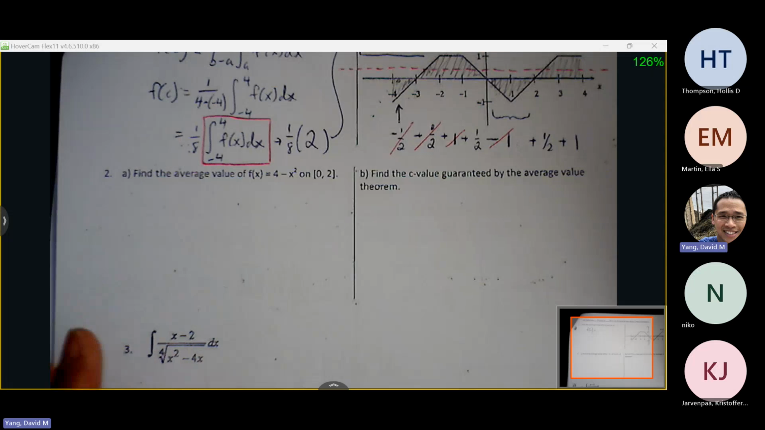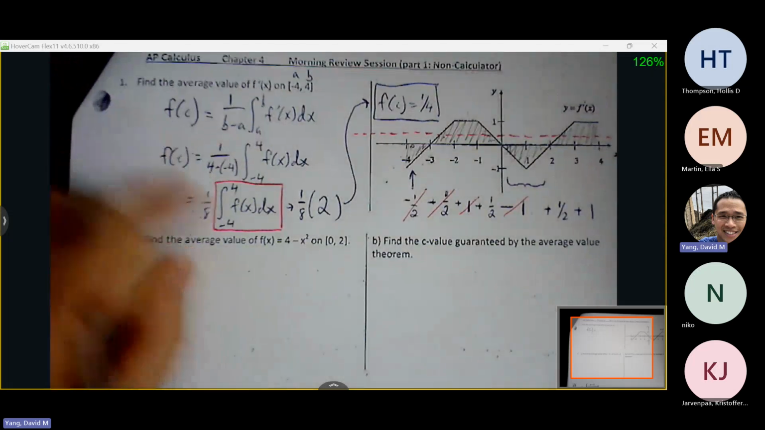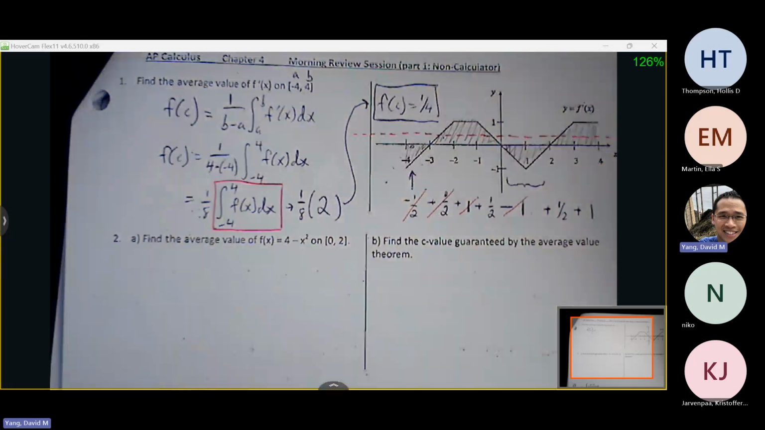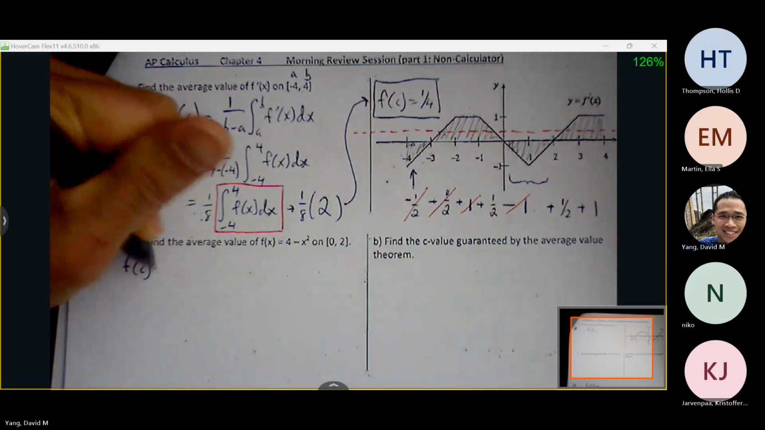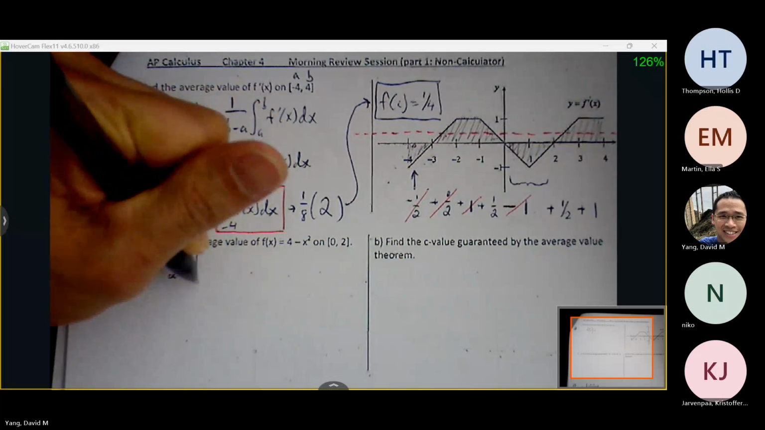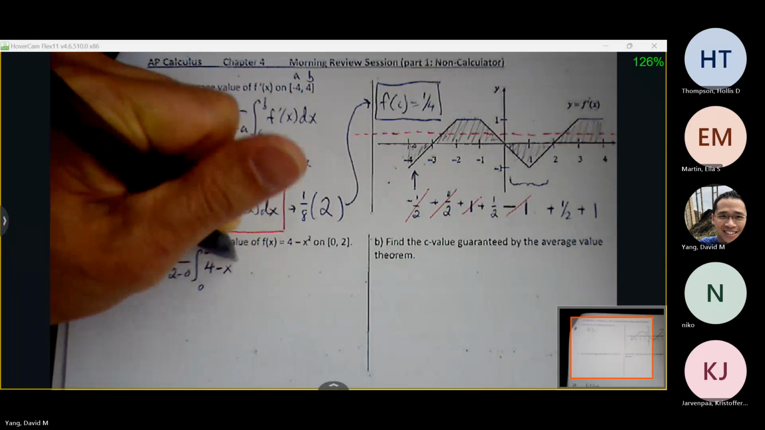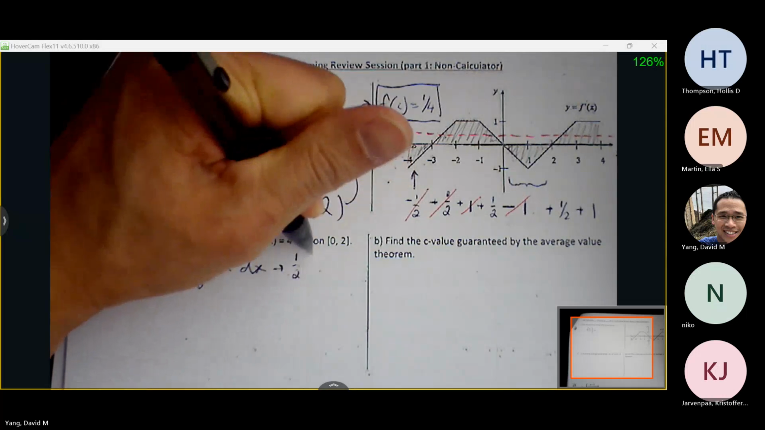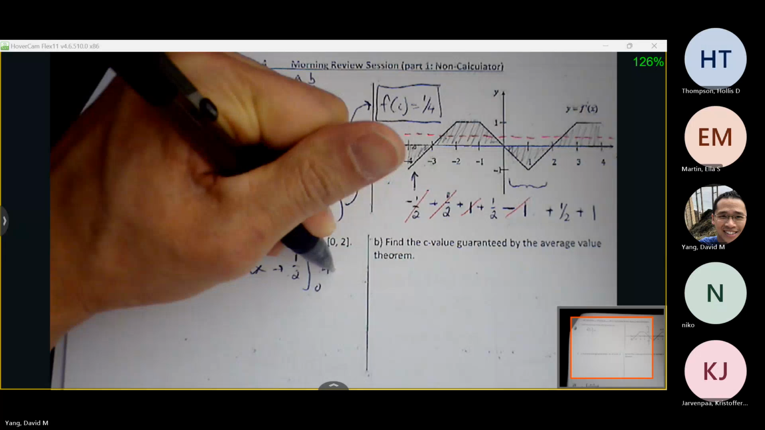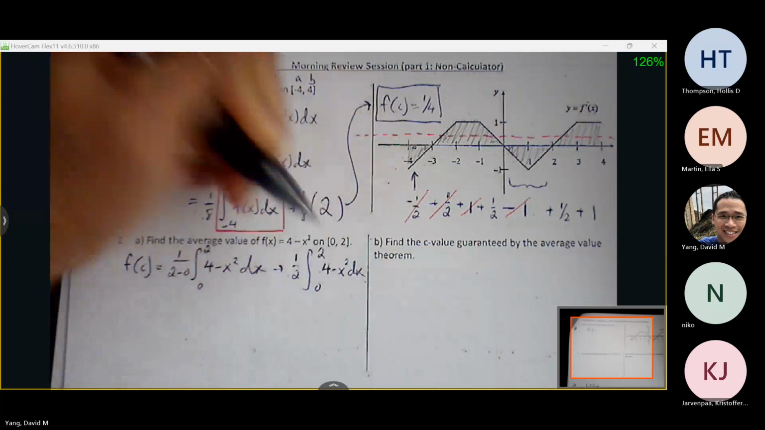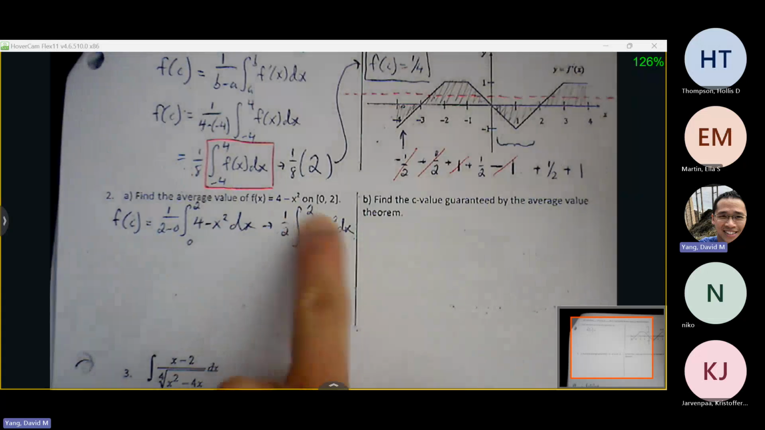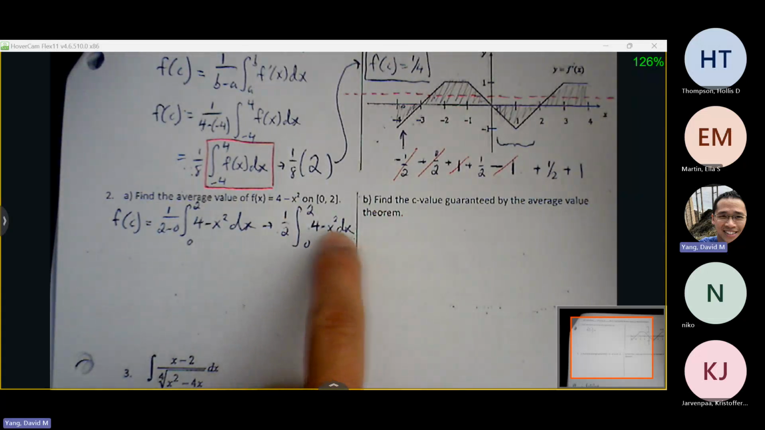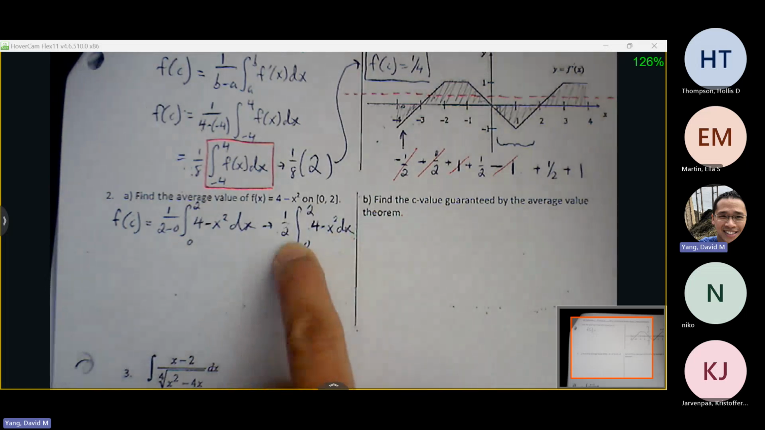All right, number 2, find the average value. Now we're doing the same formula, just now it's a function instead of a graph, and we'll go through power rule instead. Doing average value theorem with calculus, with algebraic methods. Remember, we read from left to right, but we're going to do this from right to left. Do the antiderivative first, and then plug in the bounds, and then multiply by 1/2.